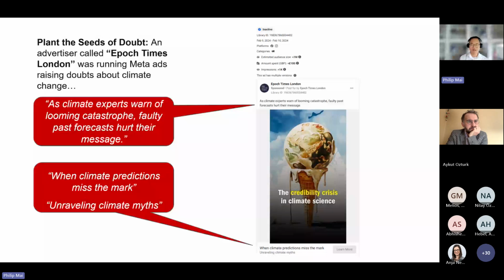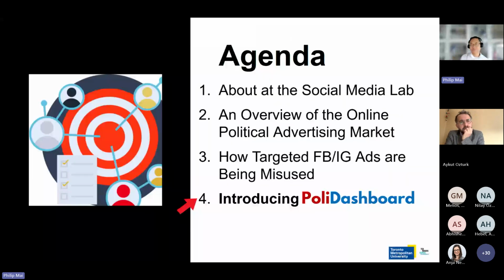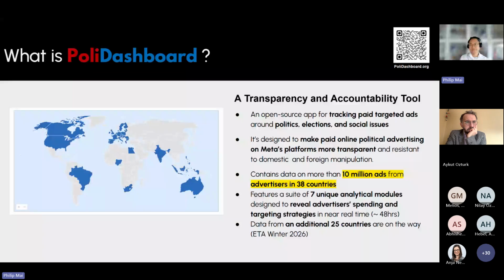So now I'm going to introduce you to PoliDashboard, the app that we've been developing and are still actively developing. We're adding features every year, adding new countries and data from new countries. So what is PoliDashboard? It's basically, for us, a transparency and accountability tool. It's open source, so any of you can download the code. So if you want to check our homework, you can.